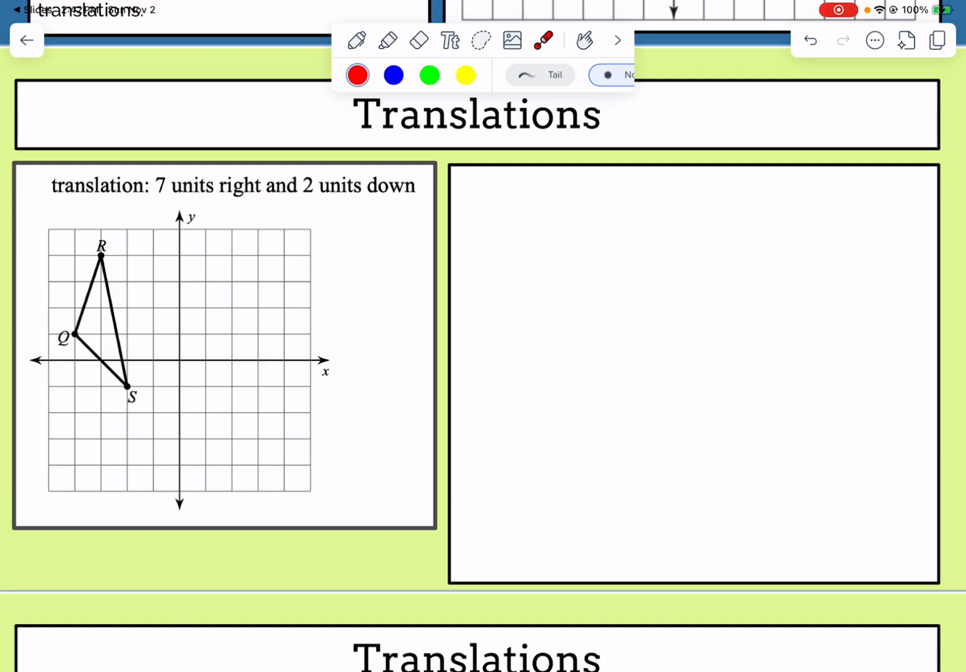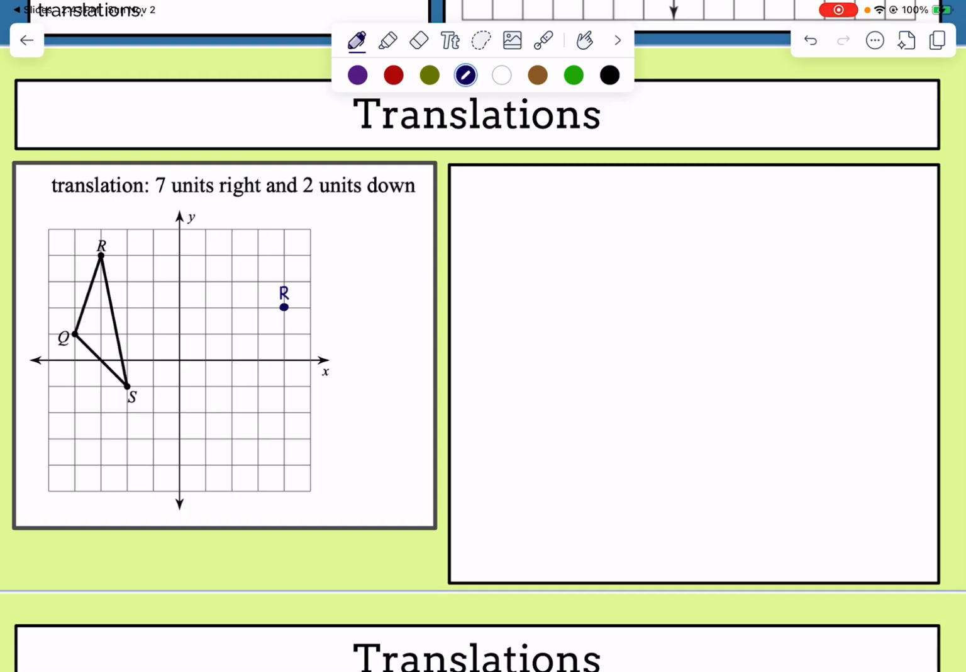All right, I'm going to do this with all 3 points, and we're counting spaces. So I'm going to start at the top. You could go alphabetically if you want. You could go in any order. And I'm going to go 1, 2, 3, 4, 5, 6, 7 to the right, and 2 units down. And that's where I'm going to put my new point.